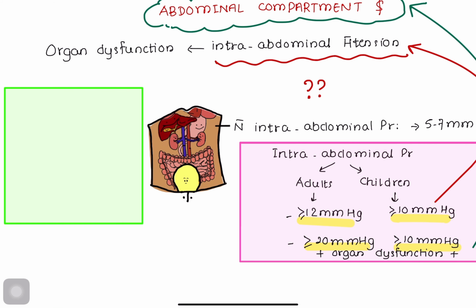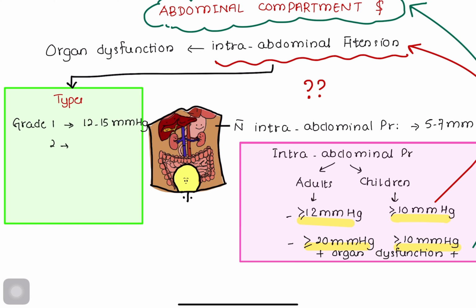Intra-abdominal hypertension is graded into 4 types as follows, according to severity. If the pressure is within 12 to 15 mm mercury, it's considered as grade 1. 16 to 20, grade 2, 21 to 25 is grade 3, and more than 25 is considered as grade 4.